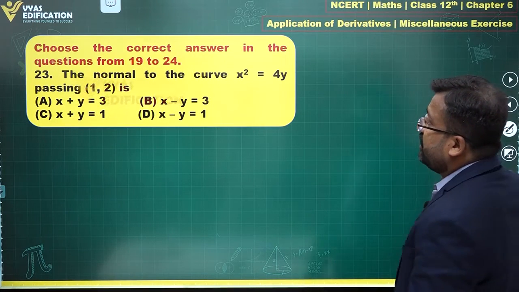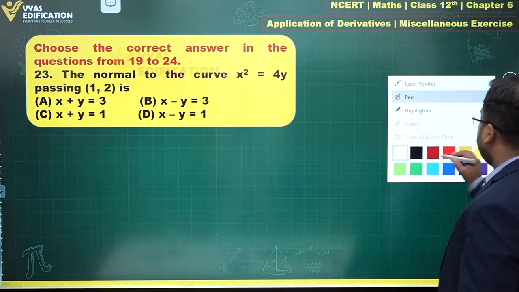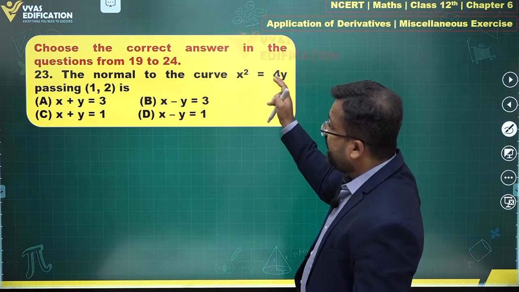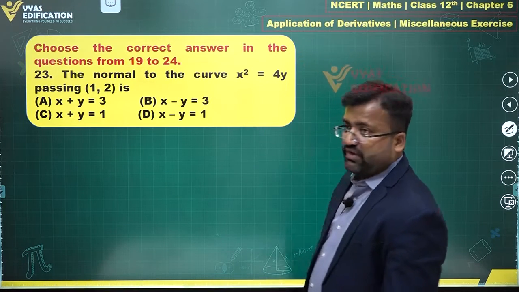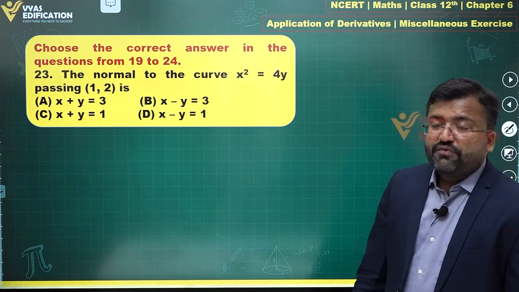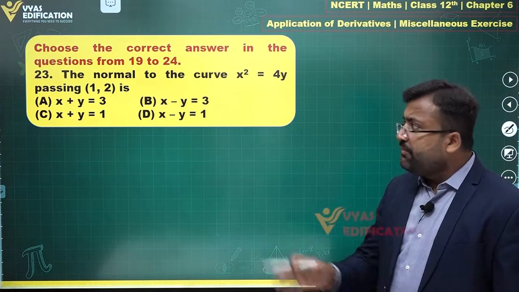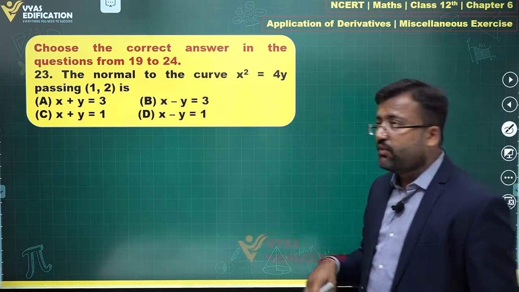The 23rd question says that the normal to the curve is passing through 1 comma 2. Mind you, passing through 1 comma 2. Now 1 comma 2 may or may not be a point lying on this curve. No, it is not a point lying on this. So we'll first write the equation of the normal at some point h comma k on this curve, and then we'll pass it through 1 comma 2 and get the equation, right?